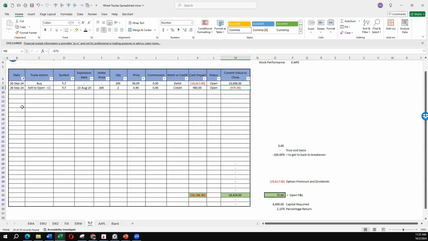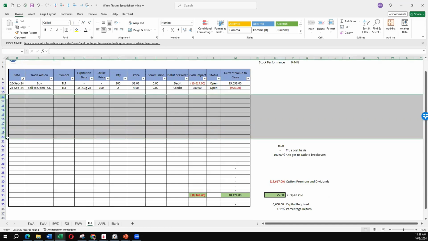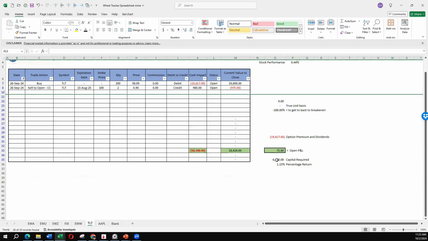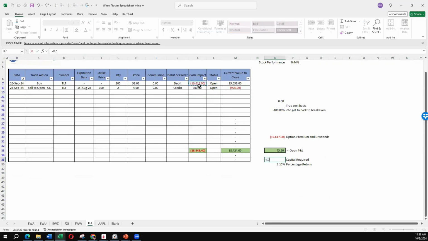I notice I'm going to hide some of these rows, and I need to update the capital required. Basically, in this case, the capital required is going to be that and that. So actually that should be minus. So we needed that much to buy the stock, but we received that much in a credit. So that's the capital required.